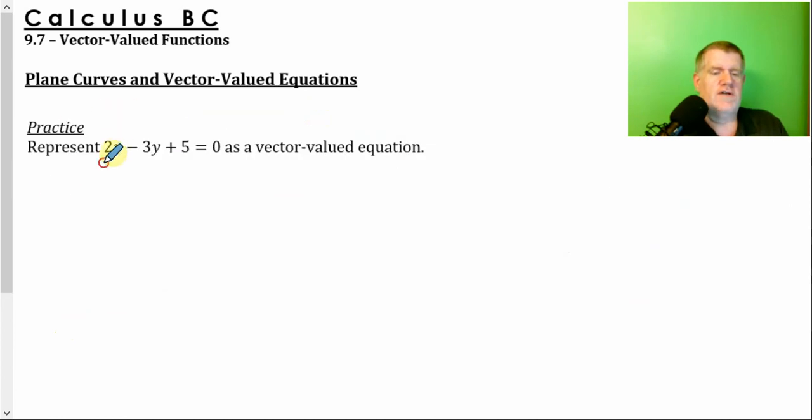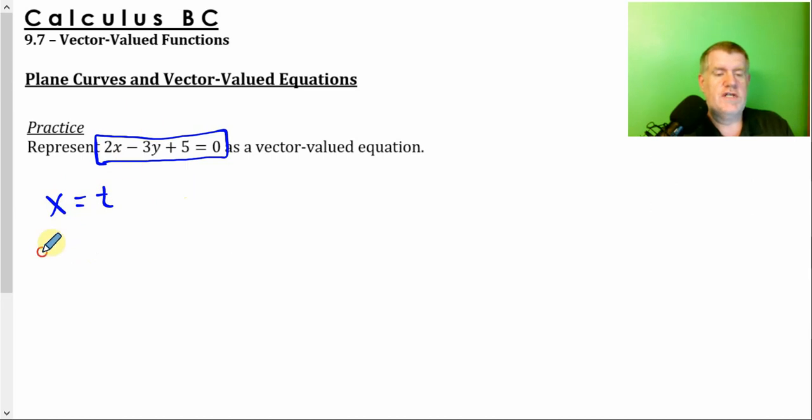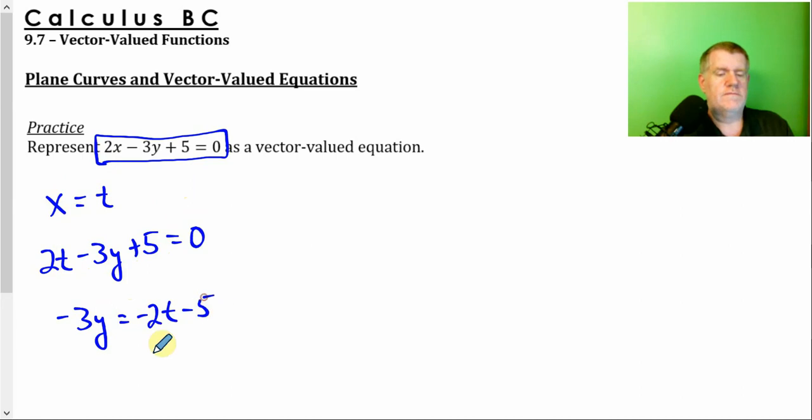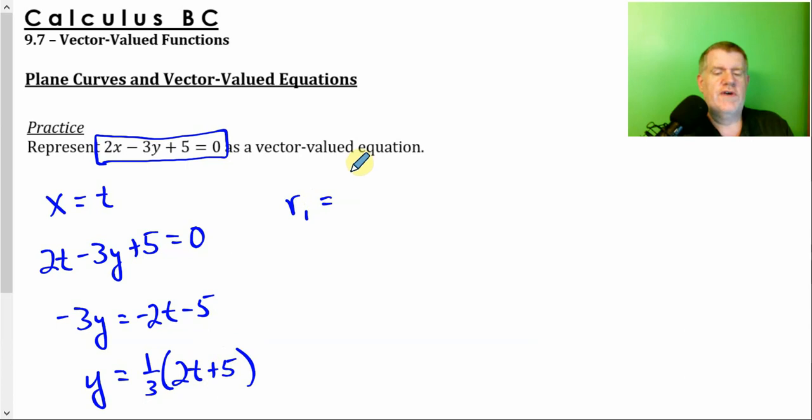Now, what if I take a rectangular equation and make it into a vector-valued function? Now you know this particular one. It's a line. It's a very strangely written line, but it's going to be a line. So there's a couple ways to write this vector-valued function. For example, the easiest way is to let x equal t. And then all you do is you take the equation and in place of x you put t. Let me just solve this one for y. It would be 1/3 (2t plus 5). So you could write the equation as a vector-valued function of the x value being t and the y value being (2t plus 5) over 3.